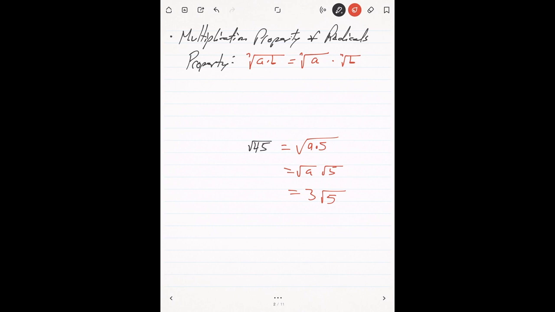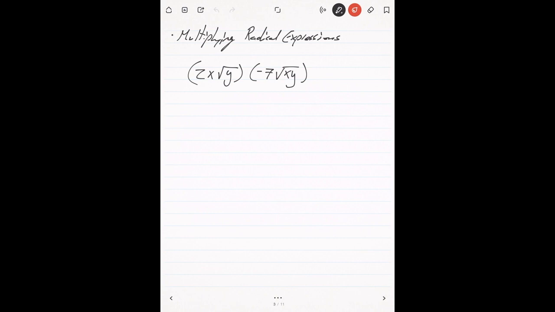Well, we want this to also work in the reverse. So the square root of 45 is the same thing as the square root of 9 times the square root of 5. So typically we work in this direction. But now we want to go in reverse. Can we multiply radical expressions together and get a single expression back? So using this idea, let's take a look at this example.